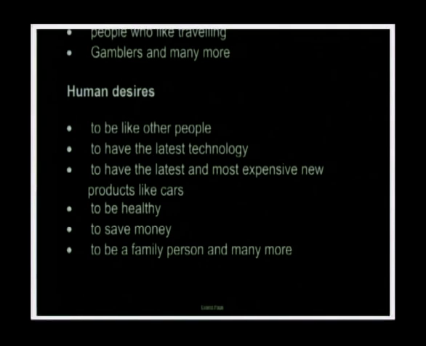We all like to emulate other people. We like to be like others. So, the first one there is to be like other people. So, how can you be like other people? For example, to be like famous people. What products can you buy in order to be or live like some people who are famous? The next one is to have the latest technology.